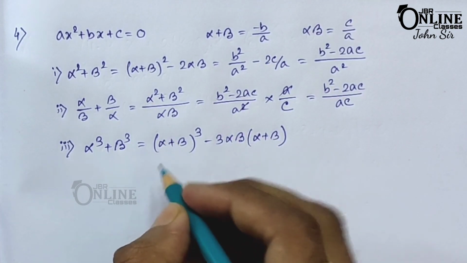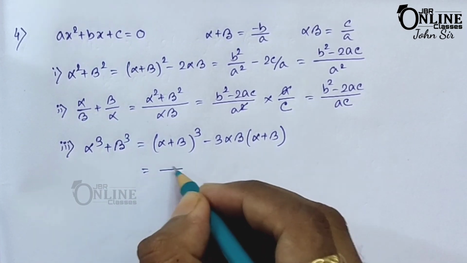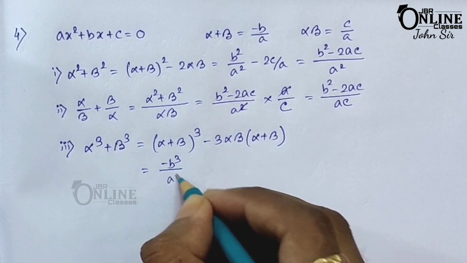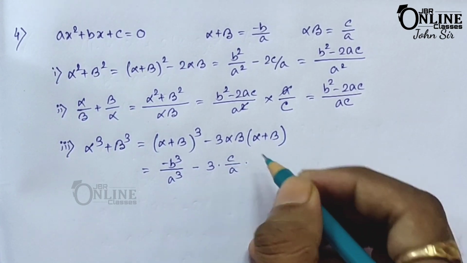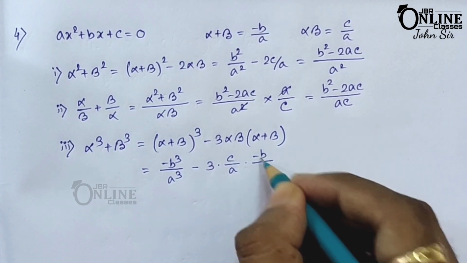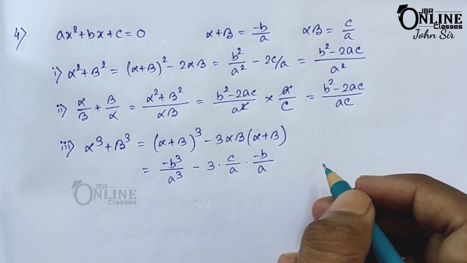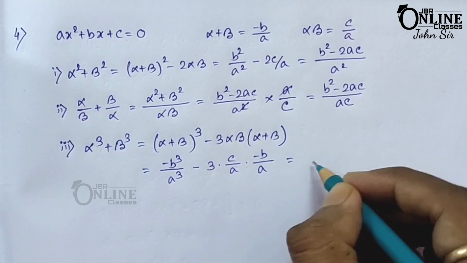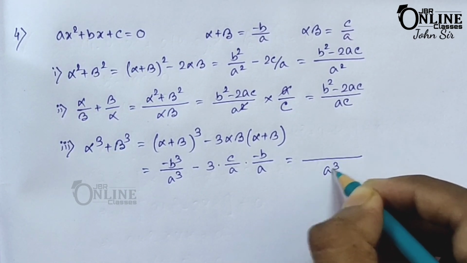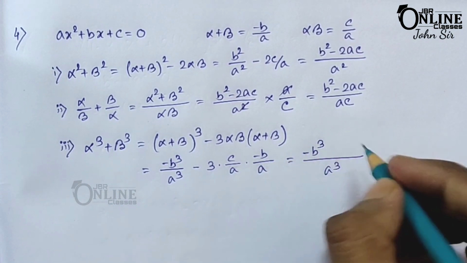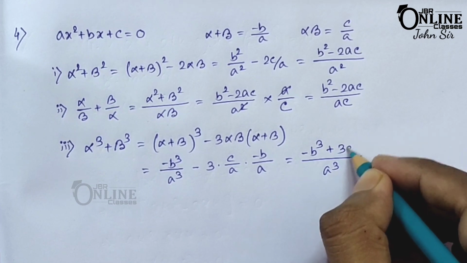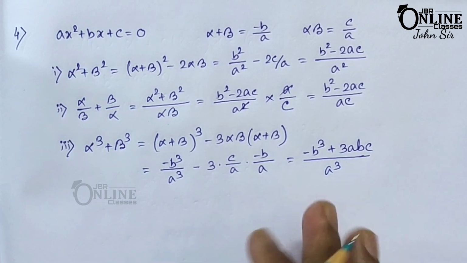Okay, so now this one will be minus b cube by a cube, here 3 into c by a, and alpha plus beta means again b by a. Okay, so now as here LCM will be a cube, so first one will be minus b cube, here minus minus it will be plus, then 3abc.